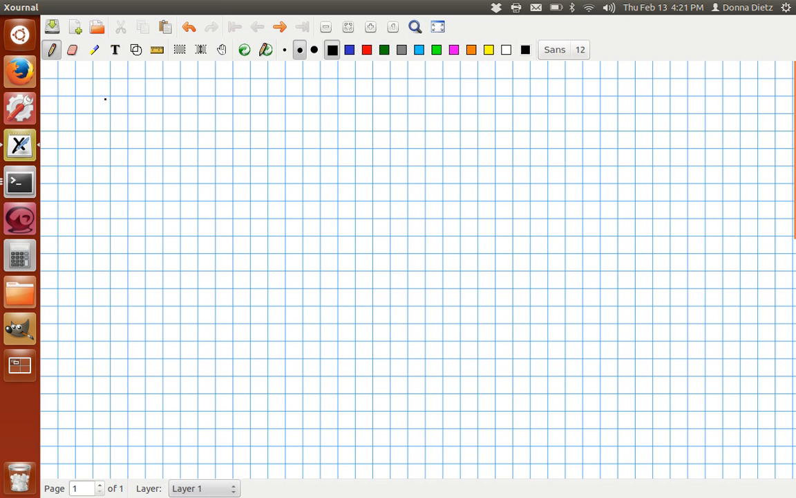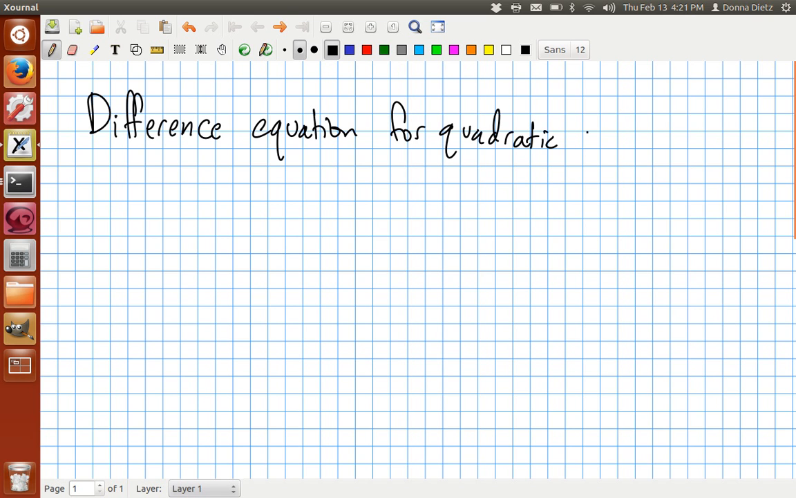First of all, what is the difference equation for a quadratic sequence? Well, let's see. It's a_{n+1} = a_n + d_0 + nD, and a_0 is given.